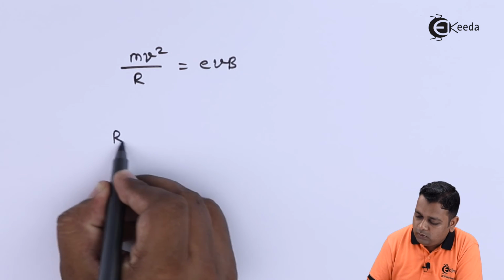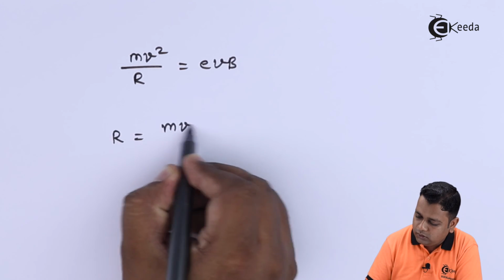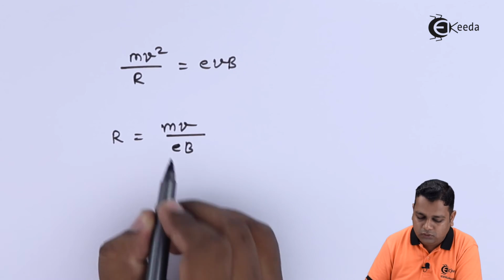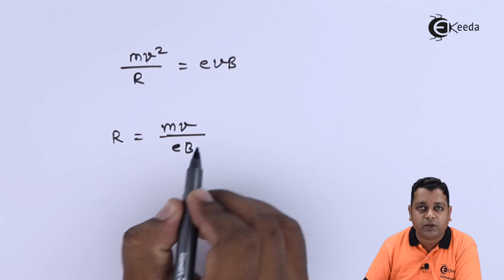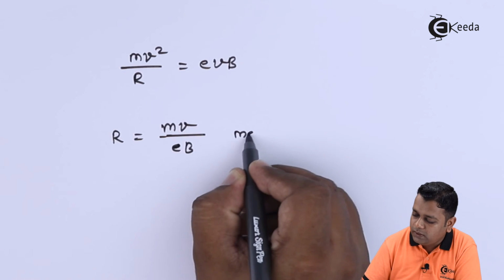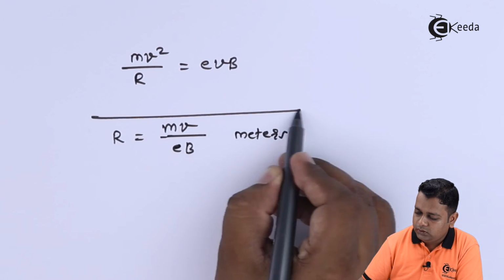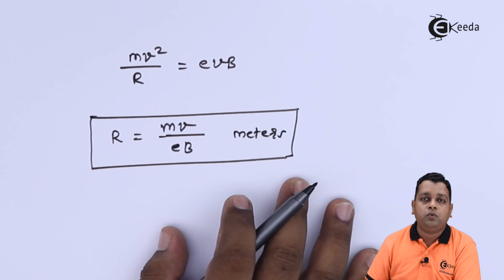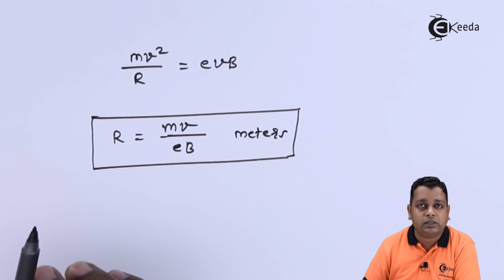From the above equation, we can write r is equal to mv divided by E into capital B. As it is the radius of the path, it is a distance, so the unit of measurement should be meters. So that is the radius of the path. And the path is not a straight path, it is a circular path.